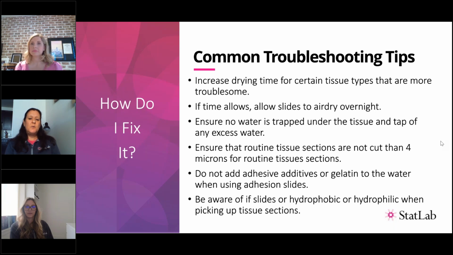Or if you have extra time, you can allow the slides to air dry overnight and then place them in the oven for about half an hour in the morning. But I know that a lot of labs are very busy and may not have the time to do that. Another thing you can always do is make sure there's no water trapped under the tissue. You can tap off any excess water to make sure it's out of there before you dry it, or put it on a stainer for staining. If you're just cutting routine sections, ensure that your microtome didn't get set to a higher micron and that you're cutting them at the normal 4 microns for routine sections, unless of course your lab calls for something different.